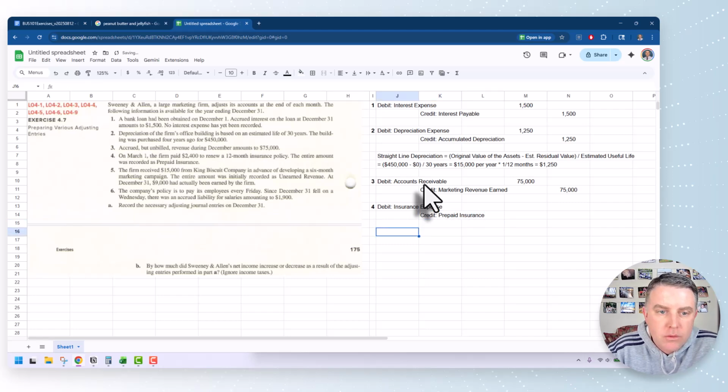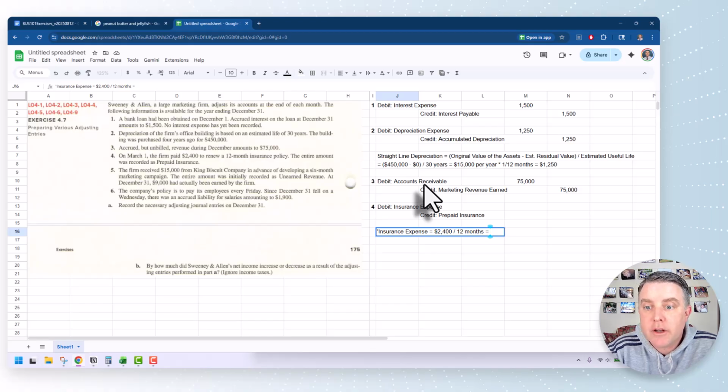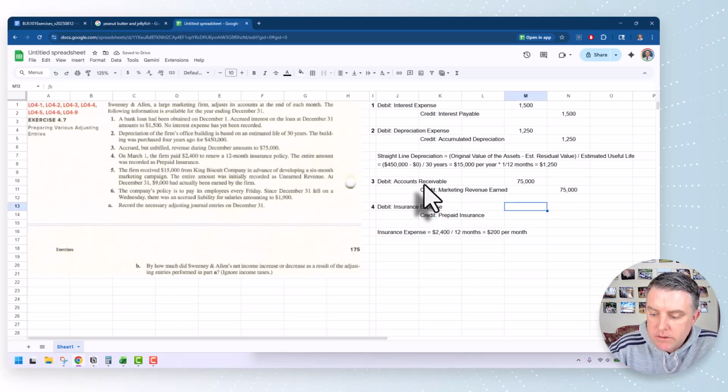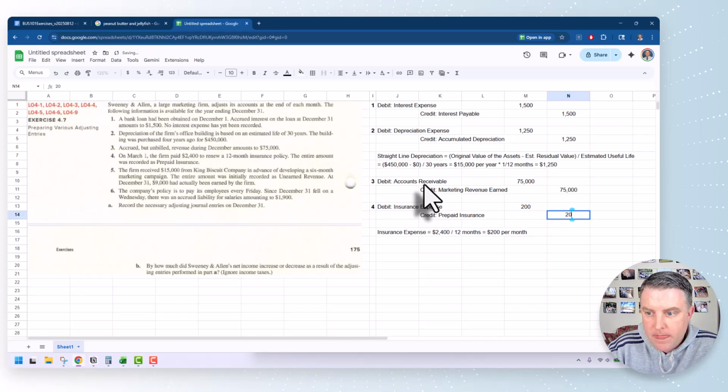Now, for how much? Well, the insurance expense is going to be equal to, the policy amount was $2,400 and that was to cover a 12-month period. So the per month cost is $2,400 divided by 12, which is $200 per month. Okay, so the insurance expense here is $200. We've got two more and then we're done. Let's look at number five.